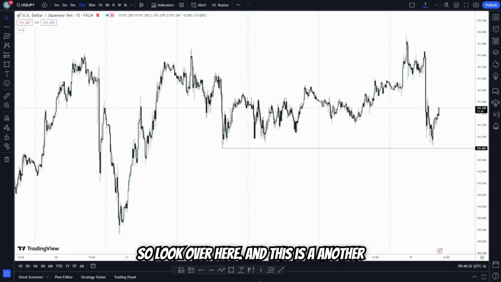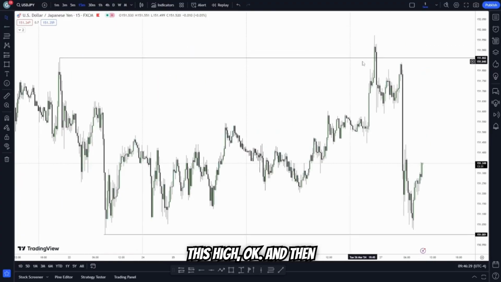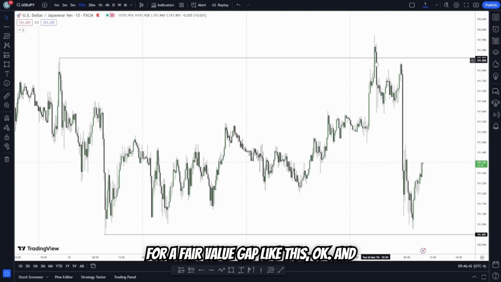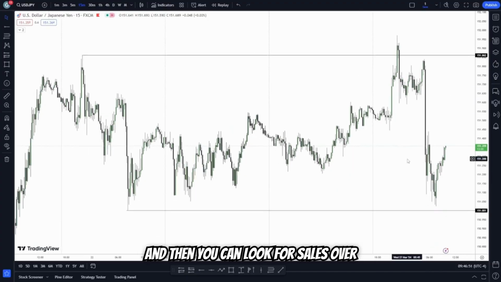So look over here, and this is another setup. Price went above this high. Okay, and then there was this big candle. You could have entered right over here. I would have entered right over here. But if you want a confirmation, you can wait for a fair value gap like this, and then you can look for a retest from this type of fair value gap, and then you can look for sells over here.